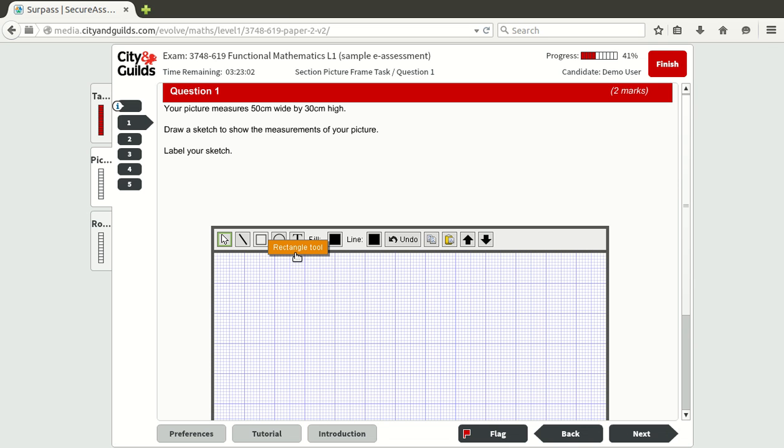So I'm going to press on my rectangle tool, and then I'm going to draw. So I press and I hold, and I can just drag it this way. So I'm going to draw first. I'm going to draw 5 centimeters wide. So I told you that one large box is 10 centimeters.